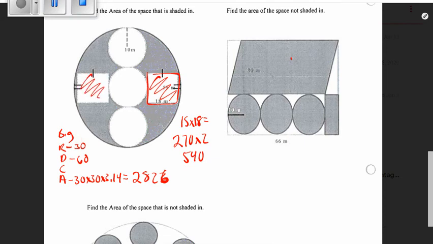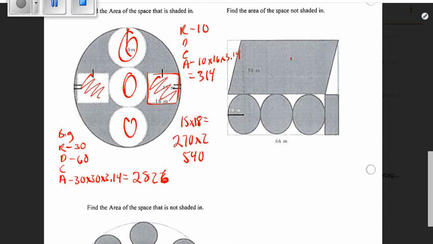Okay, now all I gotta do is find out my circles. And so I'm gonna do the RDCA. I know my radius is 10, right there. So I'm gonna go 10 times 10 times 3.14, and I'm gonna get 314, and I have 1, 2, 3 of them. Times it by 3, and I get 942.